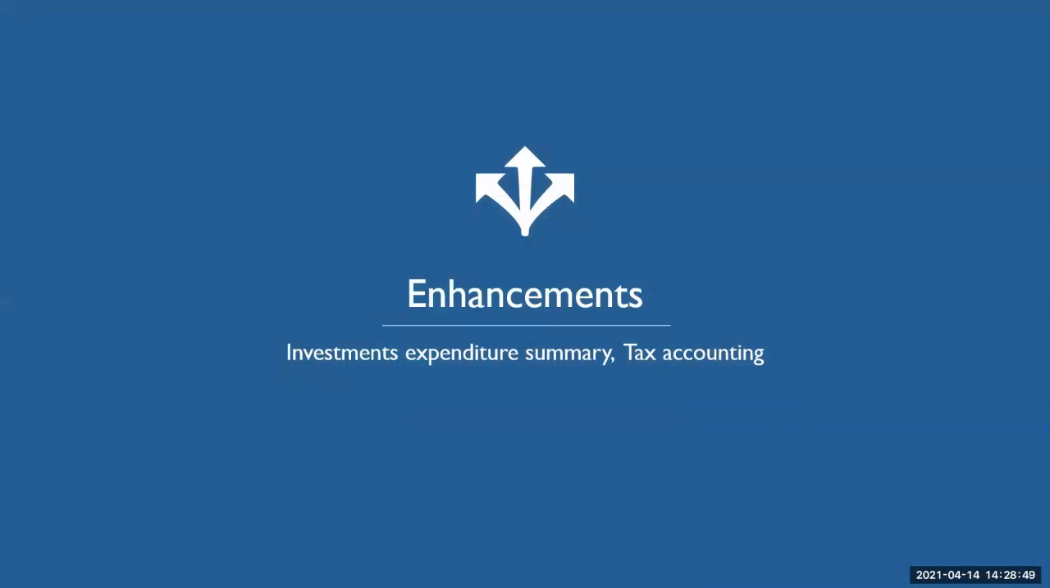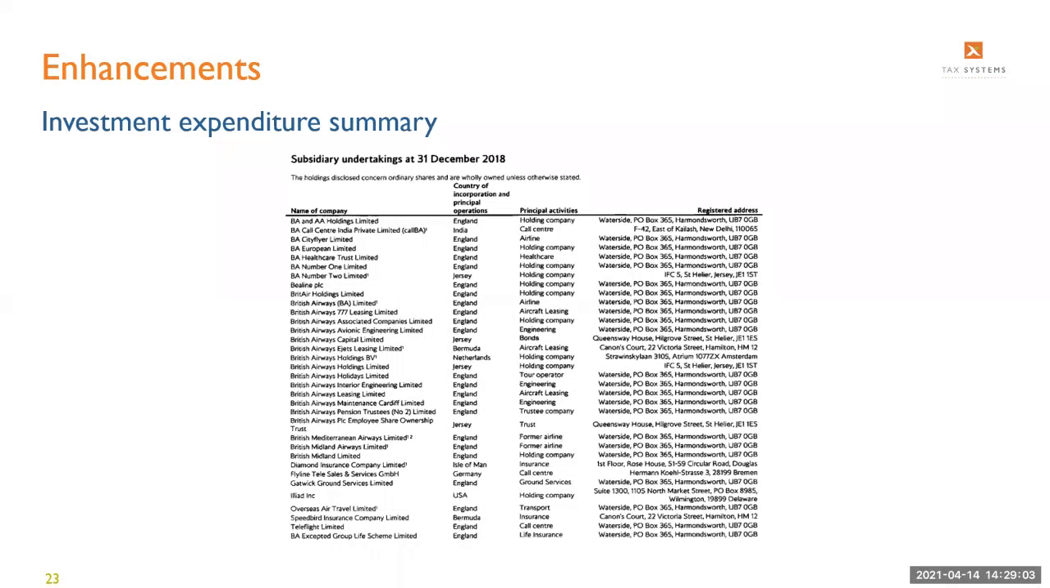So that covers most of the things we had to do, but we do try to find time each release to include some pure enhancements for things that perhaps customers have been asking for and enhancements that allow the product to move forward more generally. The first example to mention in this edition is a new investment expenditure summary statement.